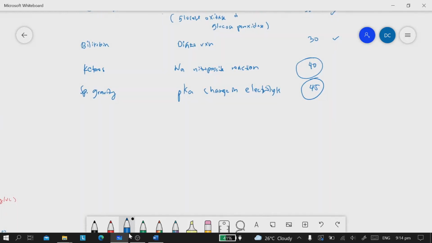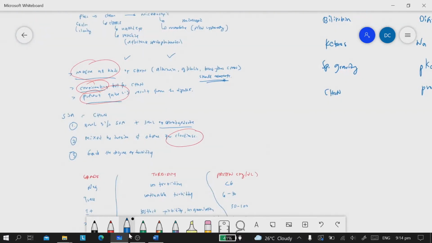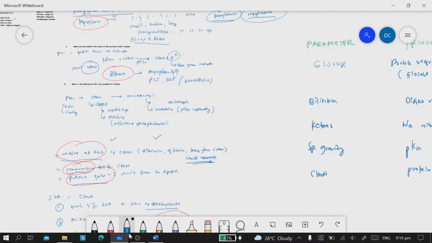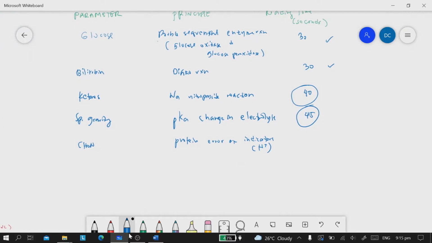Right. After specific gravity will be your protein. For protein, the principle is the protein error of indicators. So I believe that we have discussed this earlier. So that indicator will be your hydrogen ion. So this will be taken up by your protein in an acidic environment, and then that indicator upon uptake will release its conjugated dye, which is your blue-green indicator. And the reading time is 60 seconds.